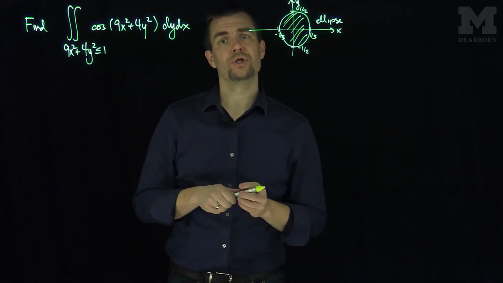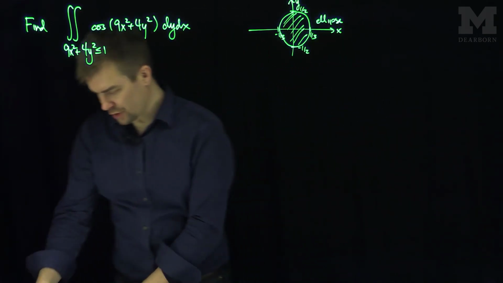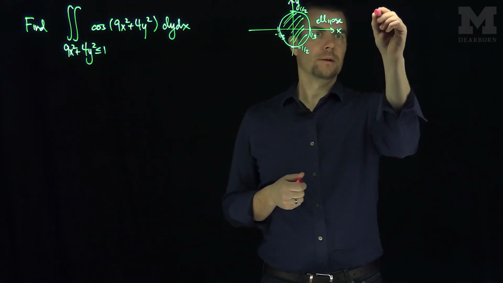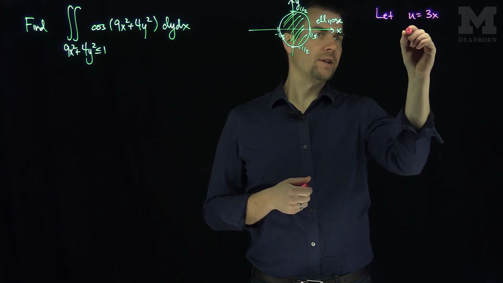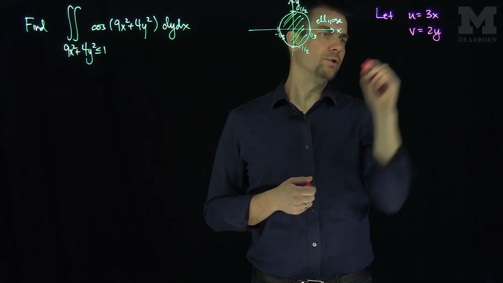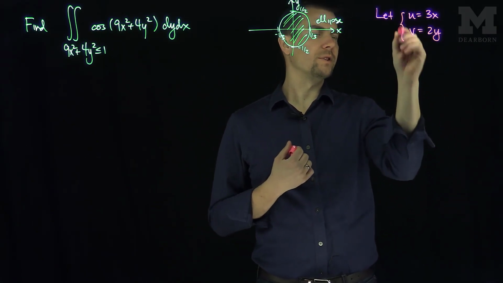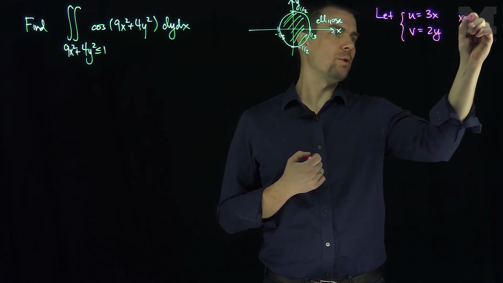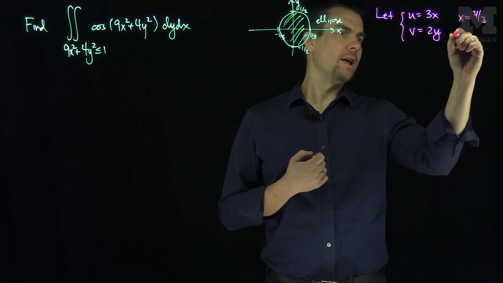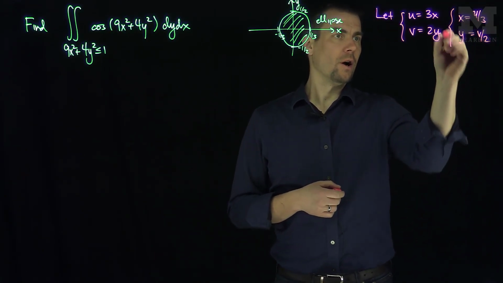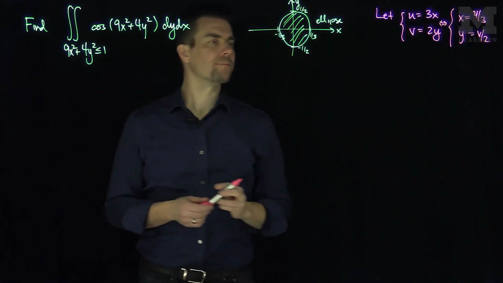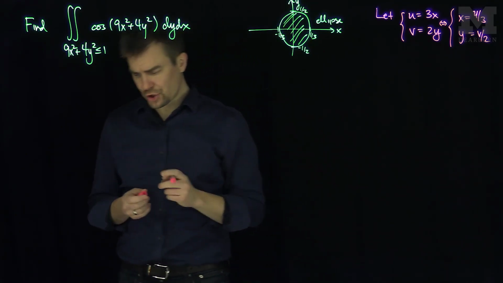So what I will do is change the coordinates. I'm going to introduce a coordinate change. I'm going to let u be 3x and v be 2y, which is equivalent to saying that x is equal to u over 3 and y is equal to v over 2, right? So these are equivalent statements. And so let's recall our change of variable theorem.